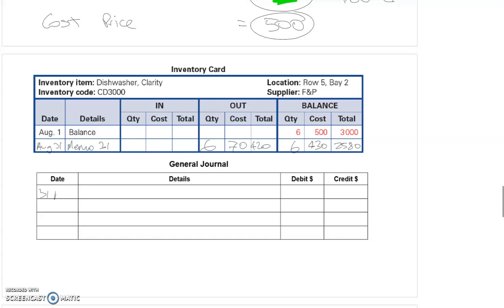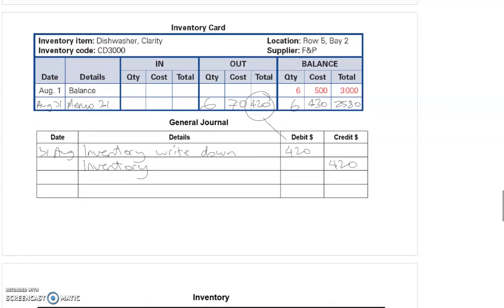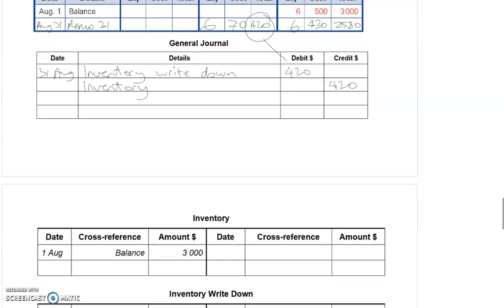Let's transfer it to the general journal. So again, 31 August, date of the transaction. Now we have a new expense account, inventory write down. And the total amount we've written inventory down is this 420. So we debit to recognize the expense, $420, and we credit our inventory account because that has decreased in value. I won't write a narration today, but if you're asked for a narration, you'll have to write one and include the source document. So we've recorded it in our general journal.